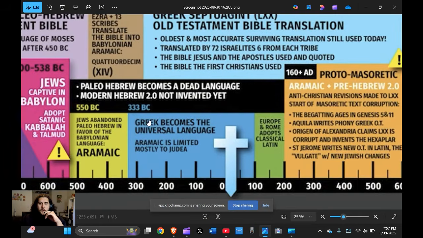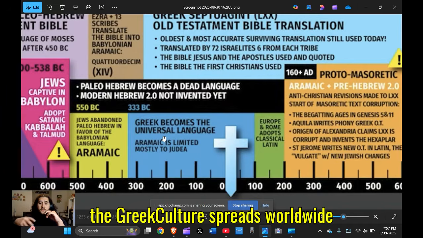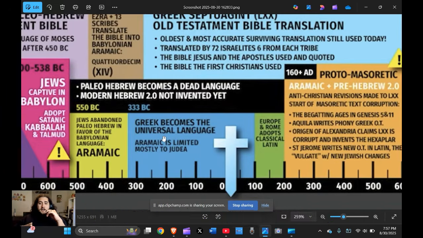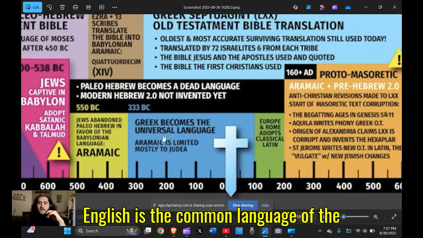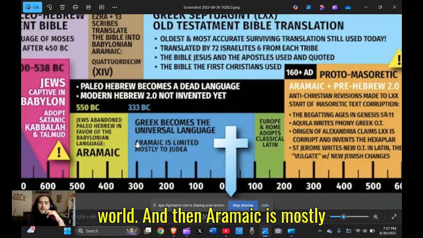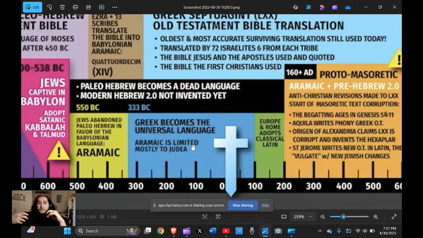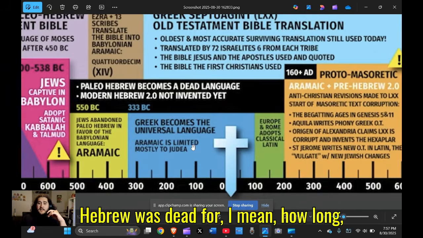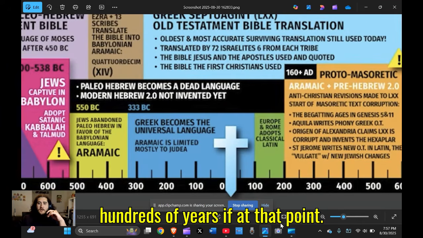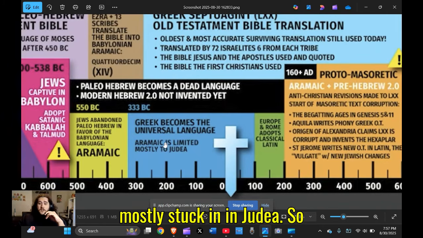So then we get to Greeks invading, and Greek becomes the universal language. The Greek culture spreads worldwide, and everyone then speaks Greek as a common language, just like how nowadays English is the common language of the world. And then Aramaic is mostly limited to Judea because it was the Jewish language, and they mostly spoke that at that time. That was the common tongue, where Hebrew was dead for, I mean, how long? Hundreds of years. So the Aramaic is mostly stuck in Judea.